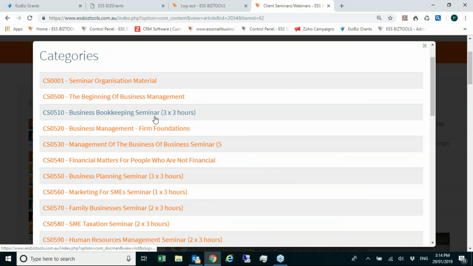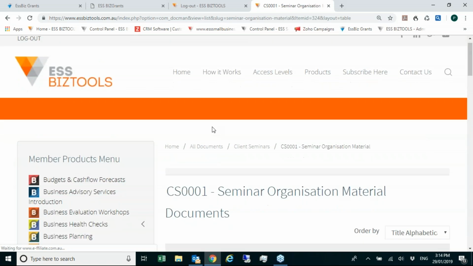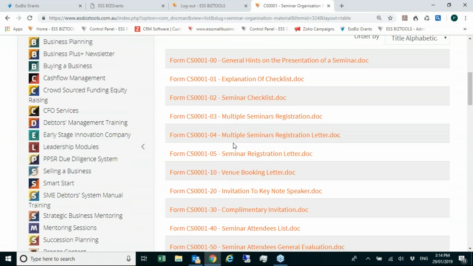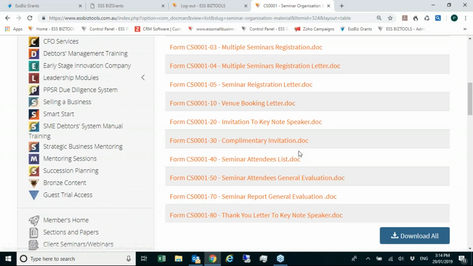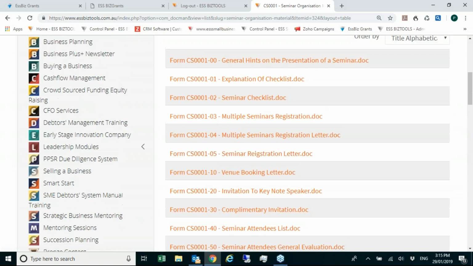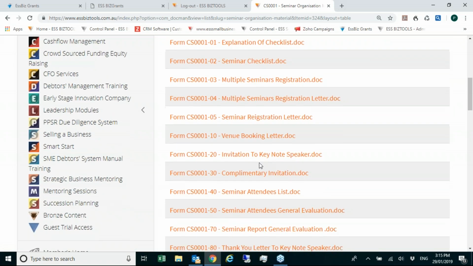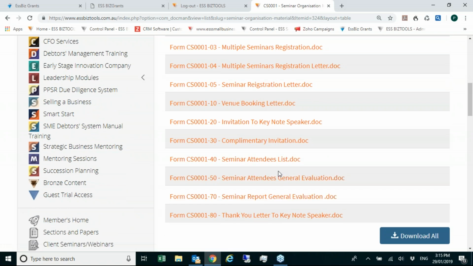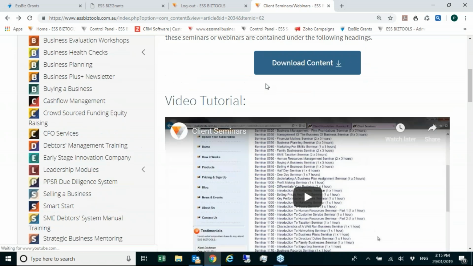Within the material there is what we call the generic area, that's the organisational material to help you prepare and run a seminar or webinar. There's a whole range of things in there: checklists, registration forms, venue booking, thank you letters to keynote speakers, all that sort of material. And then we have the seminars and webinars themselves.